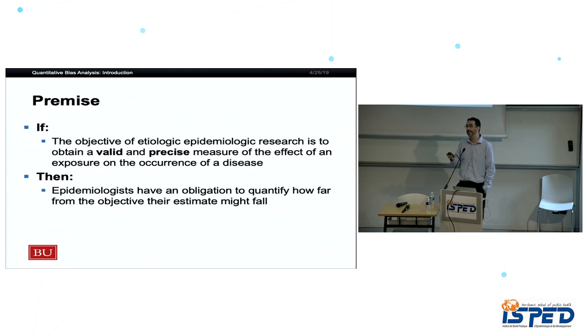And so the argument that I want to make is that we can do this. In fact, the methods to do this go back to the very first early papers of smoking and lung cancer. So we've known how to do this since the 1950s and 60s. And they are very simple. I'm guessing many of you in this room already know how to do them. We just don't do it. And I'm going to argue that epidemiology would be far better off if we put effort into quantifying bias.